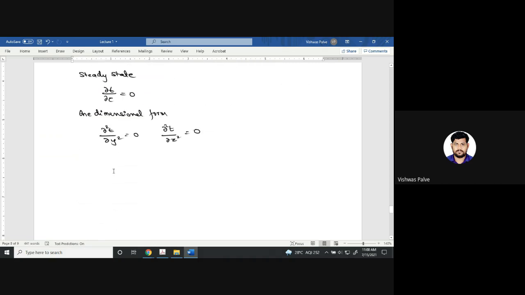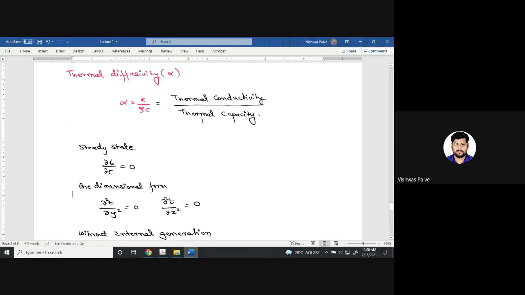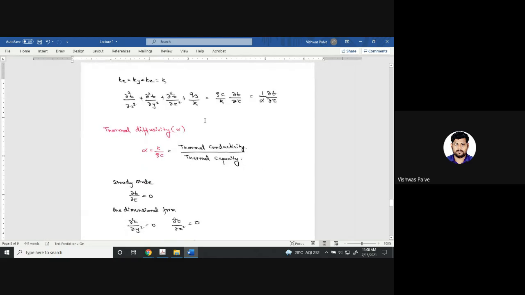And if it is without internal heat generation, then Qg will be equal to 0. So by introducing these terms, we can reduce this equation. Okay.